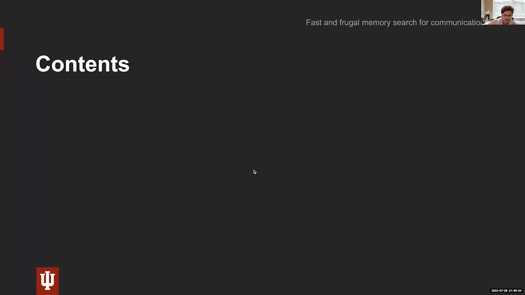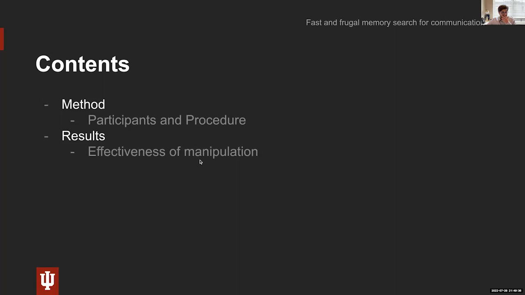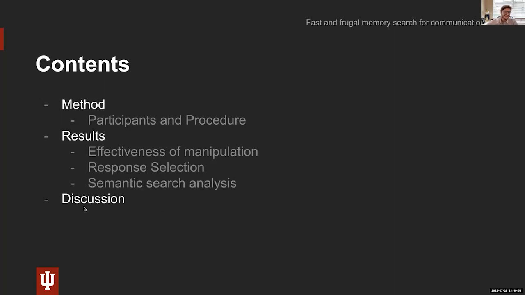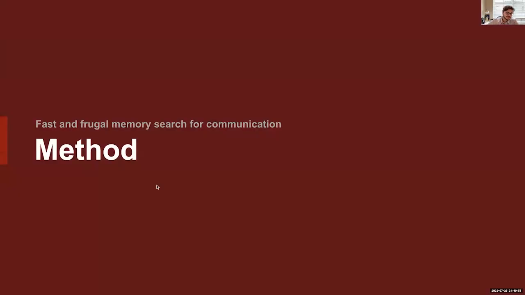So given that introduction, we're going to look at the method, as to how we used that board game and the participants in the procedure for this experiment. We're going to look at the results from this, especially the effectiveness of manipulation when it comes to these final candidates. We're going to look at the response selection of what these are and the semantic search analysis, which will become more clear once I get there. And eventually the discussion to go more in depth about what we will see. So let's talk about the method.